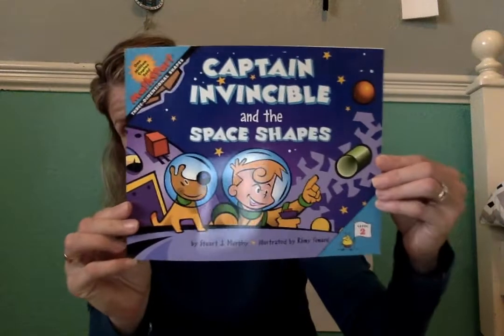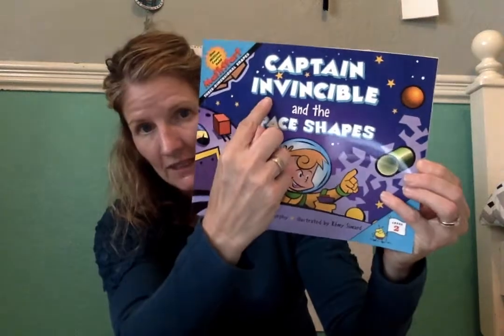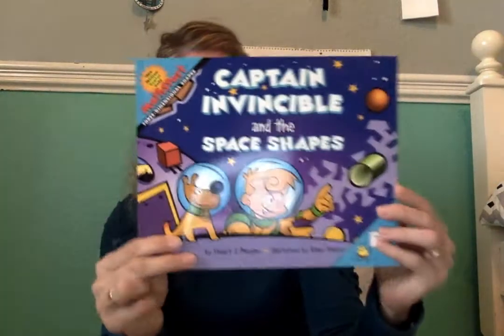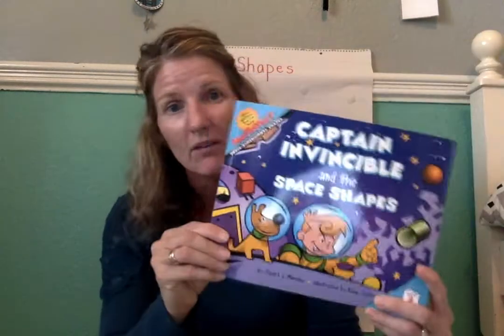And speaking of 3D shapes, I have this really cool book to read you. It's called Captain Invincible and the Space Shapes. Now, invincible, in case you don't know, means it can't be destroyed. Like most superheroes are invincible. They can get hit and punched and thrown out of buildings, but they are invincible. You can't get rid of them. So, this story is by Stuart J. Murphy, and it's illustrated by Remy Simard.